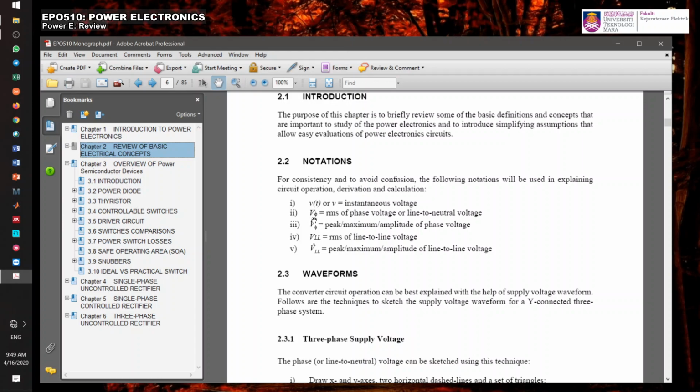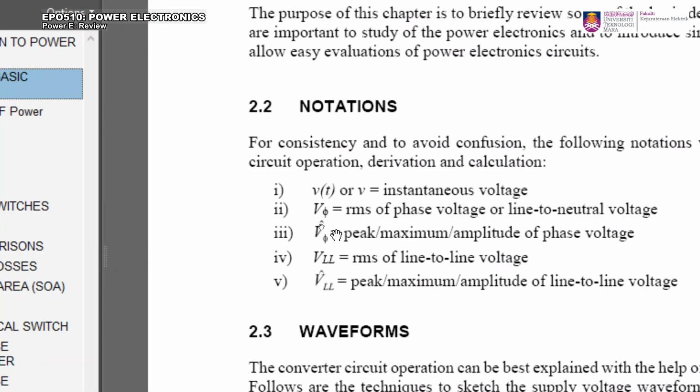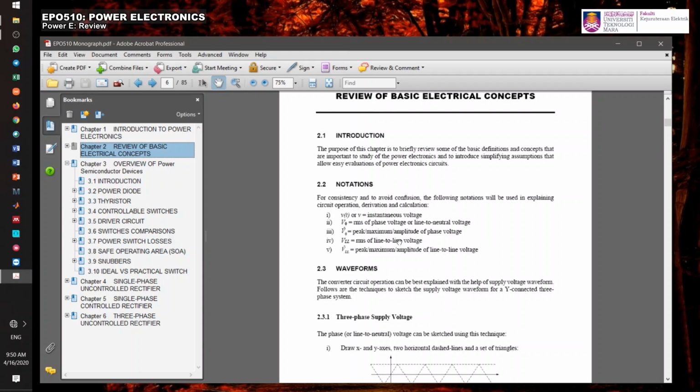Right? The capital V, the small letter will be the instantaneous voltage. The capital letter will be the RMS. If you have a look at this, we have this V with a hat. There's a hat above the V, so that means it is a peak value. And for the three phase later on, there will be a phase voltage as well as the line to line voltage. RMS of the phase voltage, RMS of the line to line voltage, and we have also the peak of the phase voltage, peak of the line to line voltage. So make sure that you look into these notations.